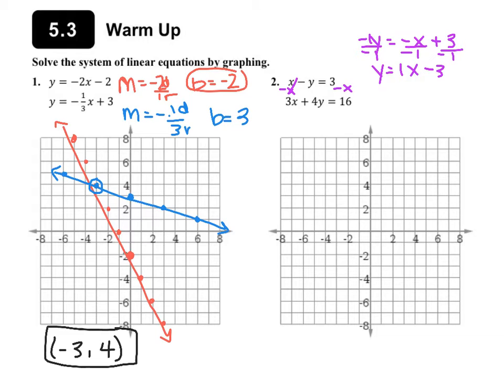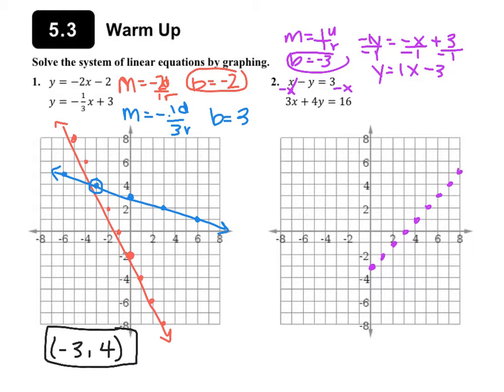So I start at -3. Right, starting at my b value at -3, and my slope was 1. I can put it over 1, and that means I go up and to the right. So up 1 to the right 1, and I put as many points as I can fit on my graph.